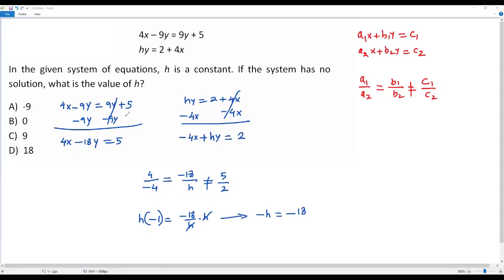My aim is to get the value of h. Here we have negative h. To get rid of this negative sign, we can multiply both sides of this equation by negative 1. That is negative 1 times negative h equals negative 1 times negative 18. When I multiply negative 1 and negative h, I just get h. And on the right side, when I multiply negative 1 and negative 18, I get 18. Now I have the value of h. The value of h is 18, and we find this 18 in answer choice D. The correct answer choice for this question is D.